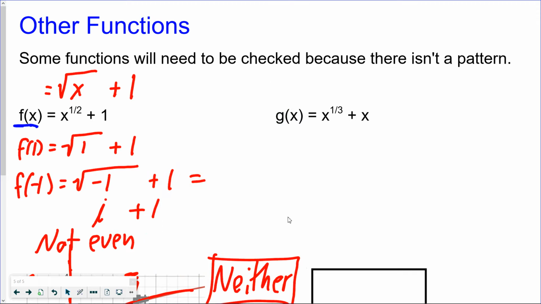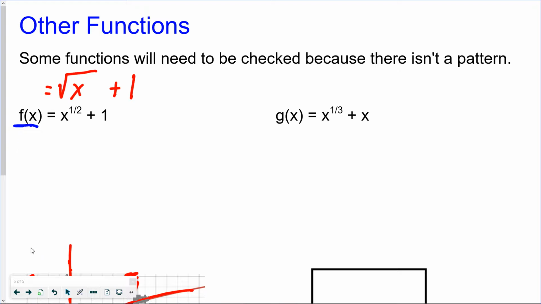All right, so we're going to look at this g function now, and we want to know, is this one even or odd? Again, x to the 1/3 power, we could write this as the cube root of x, and then plus x at the end. Now, we don't know what this looks like yet, and we can't look at the exponents because they're fractions. So we have to plug numbers in and check: do I get the same number both times for even? Do I get the same number but opposite sign for odd? Or is there no pattern and it's neither?